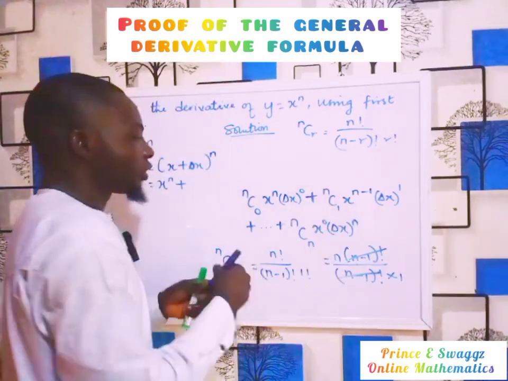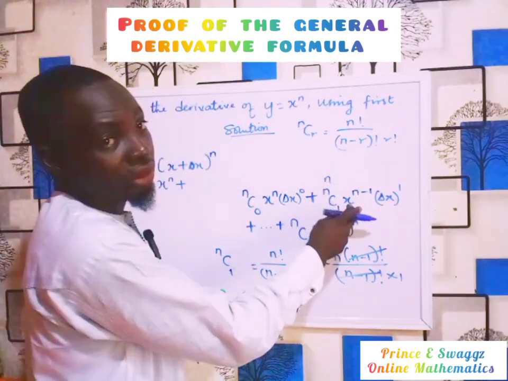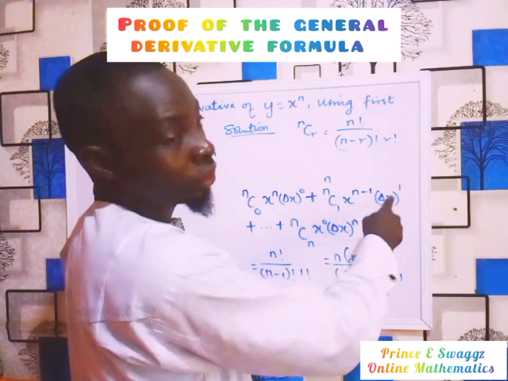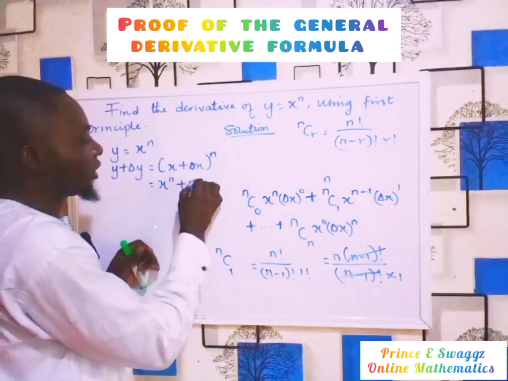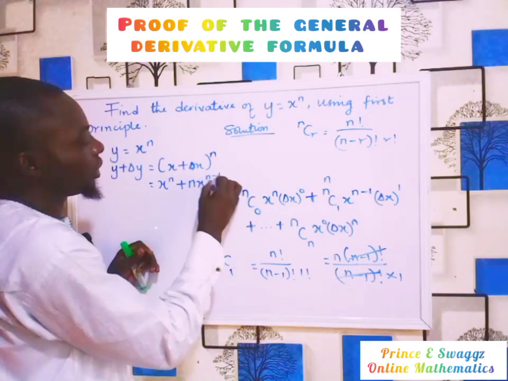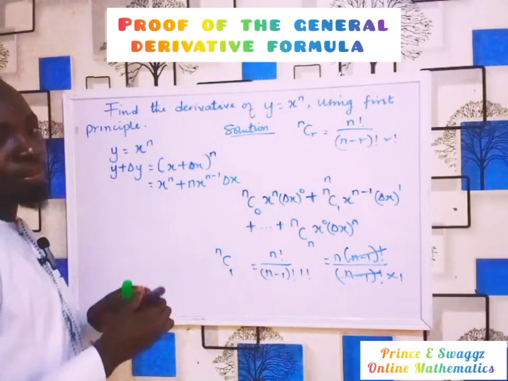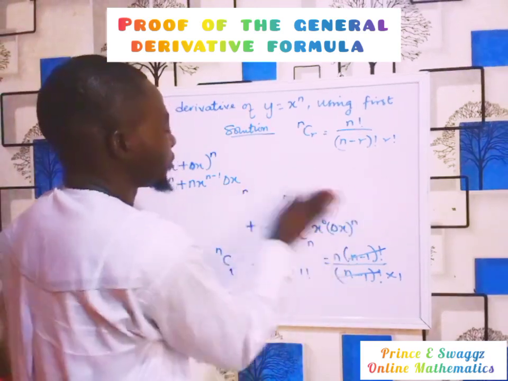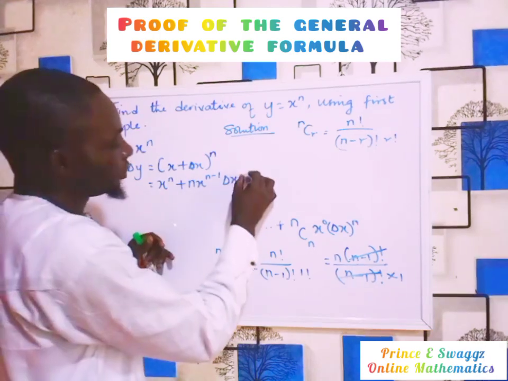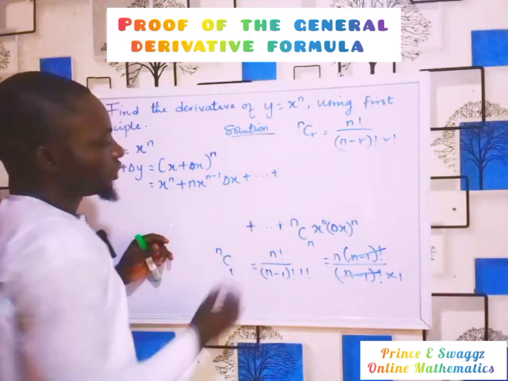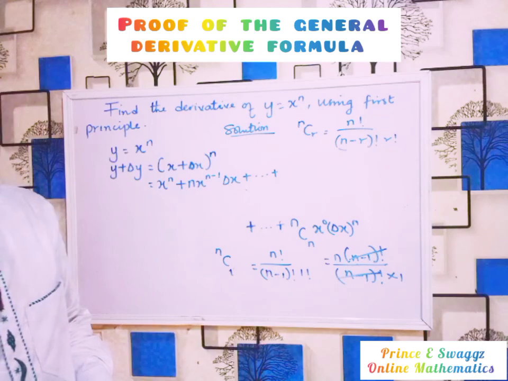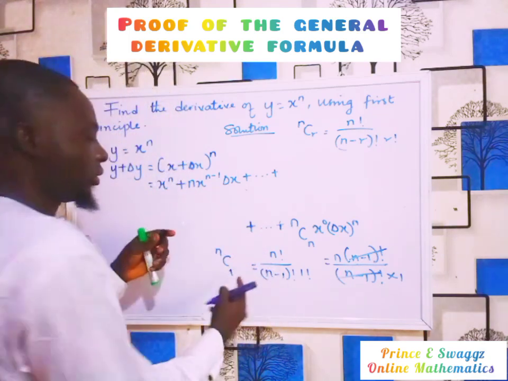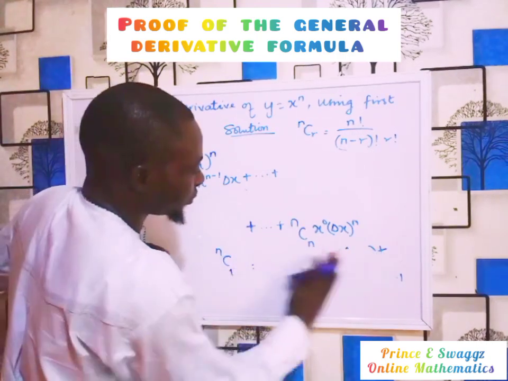So if we multiply, this one gives us n times this gives us n x raised to power what? n minus 1. Then delta x raised to power 1 is what? That will give us n x raised to power n minus 1 delta x. That will give us our second term. Then we continue, because we don't know their number, to save our time, let's just take the last one. n combination n will also give us 1. Let's try to solve that.